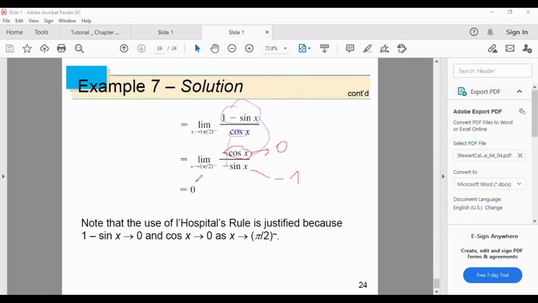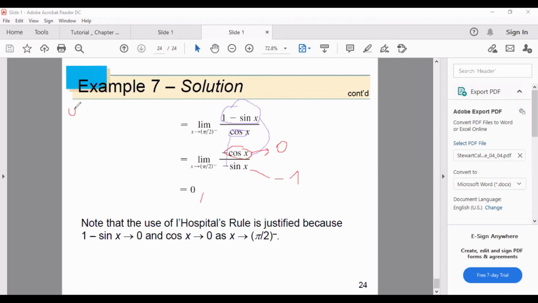0 over 1 goes to 0. Okay? When is the problem? When we have 0 over 0. When we have 0 divided by 0, it becomes an indeterminate limit. However, here we have 0 over 1, or 0 over minus 1. 0 over minus 1 goes to 0. That's why we can solve this limit.